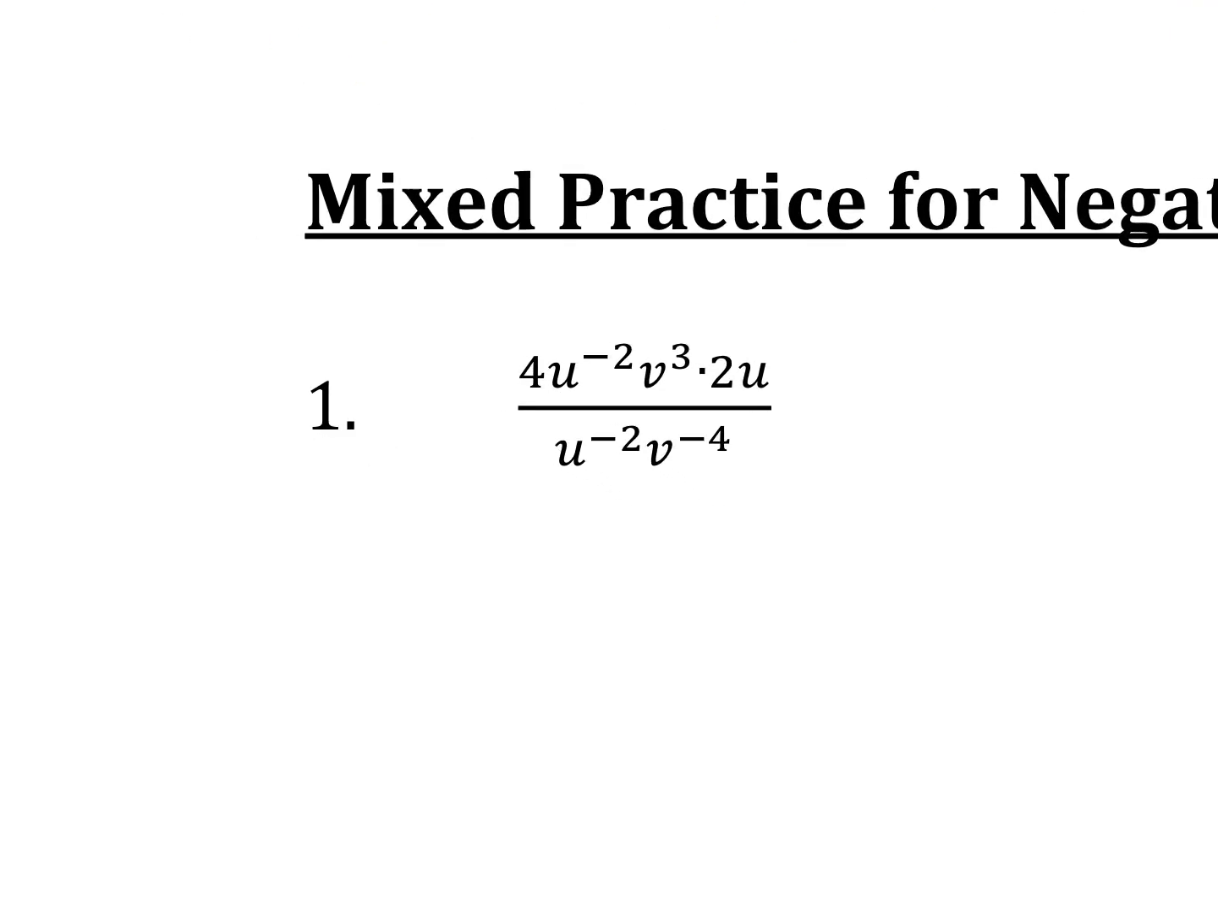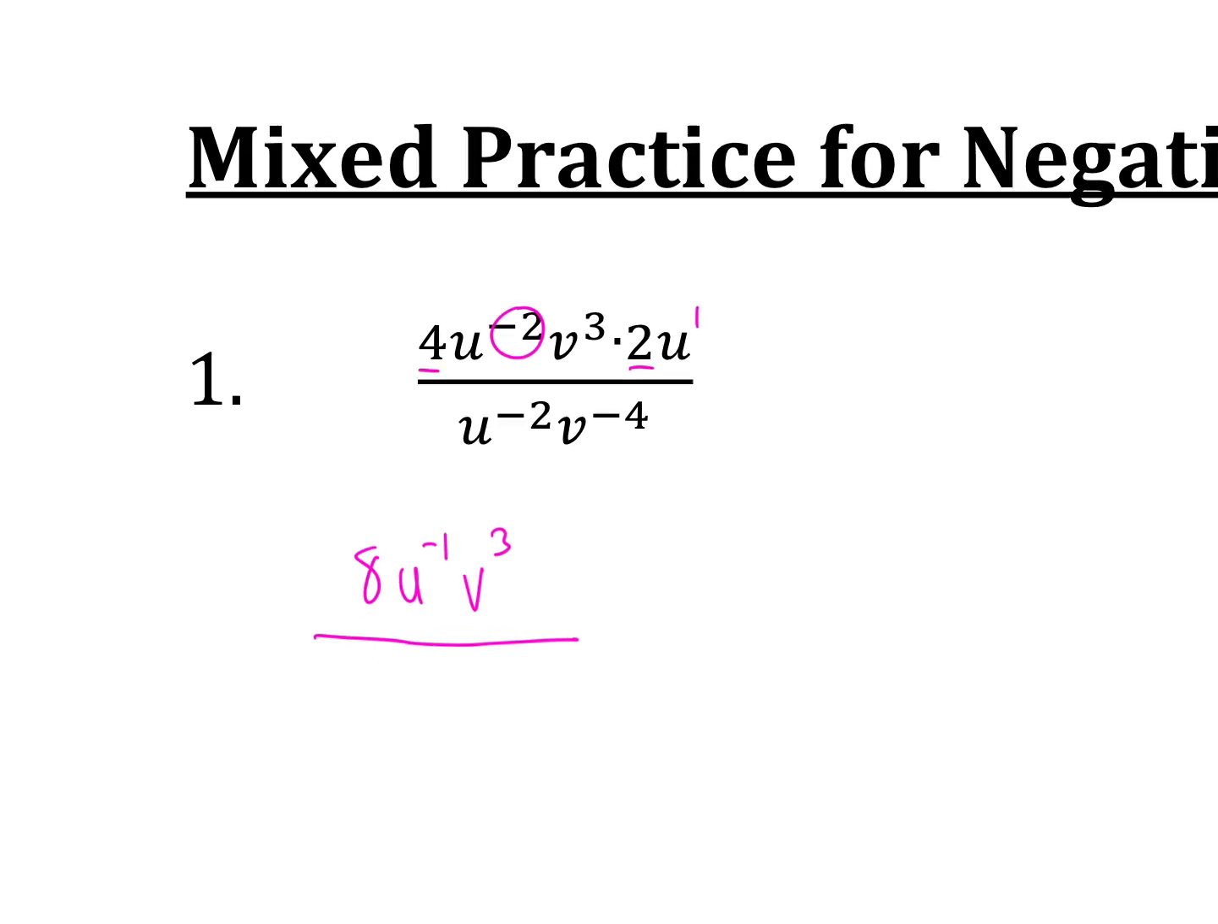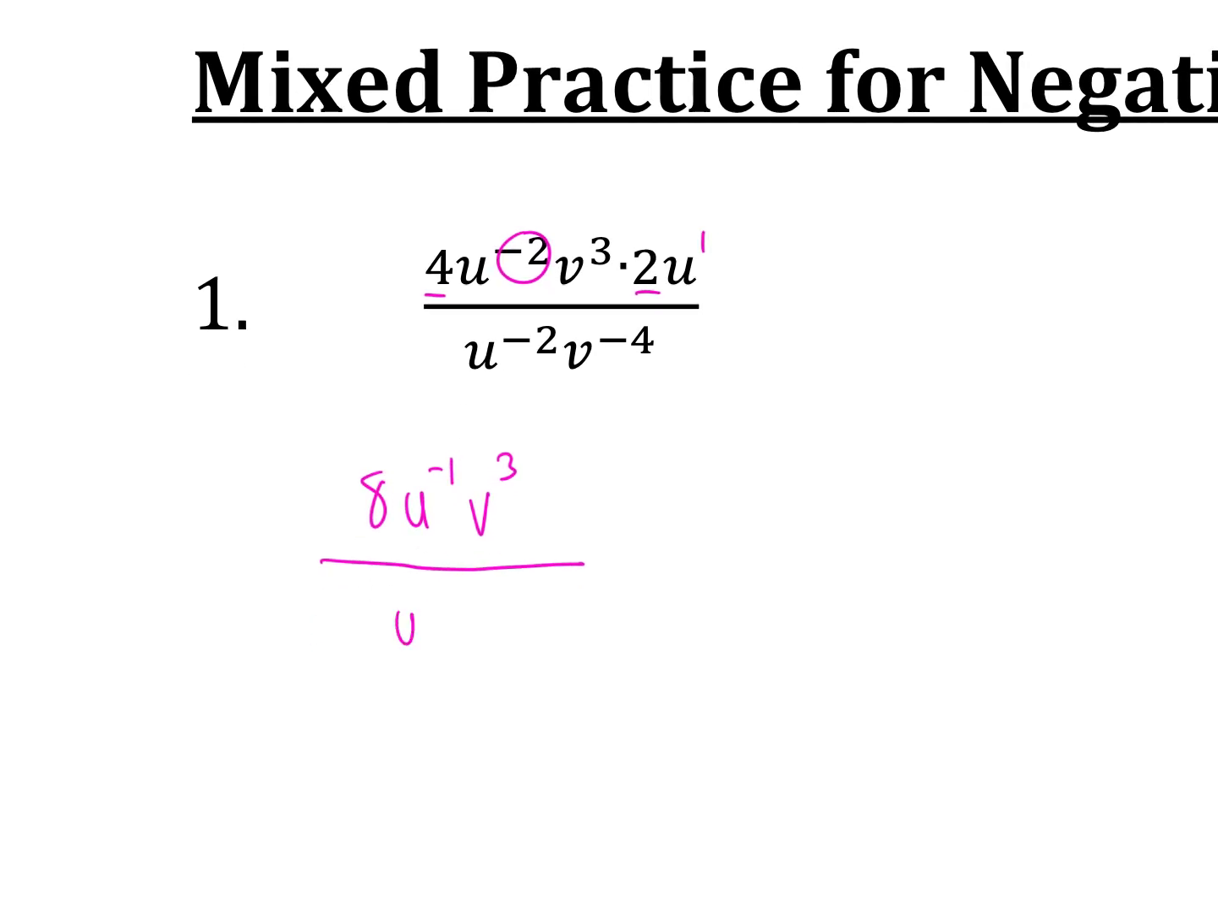All right, number 1. So do we have any pow pow happening here? No, we do not have any parentheses outside of this. So do we have anything we can multiply straight across? We do. We got like bases. We have 4 and 2, which is going to be 8. We have negative 2 u's here, and we have 1 u here. So we have u to the, what's negative 2 plus 1? It's going to be negative 1. And then we have v to the 3rd by itself. Keep the v to the 3rd. Over, anything on the bottom? Not really. So we got u to the negative 2nd, v to the negative 4th.